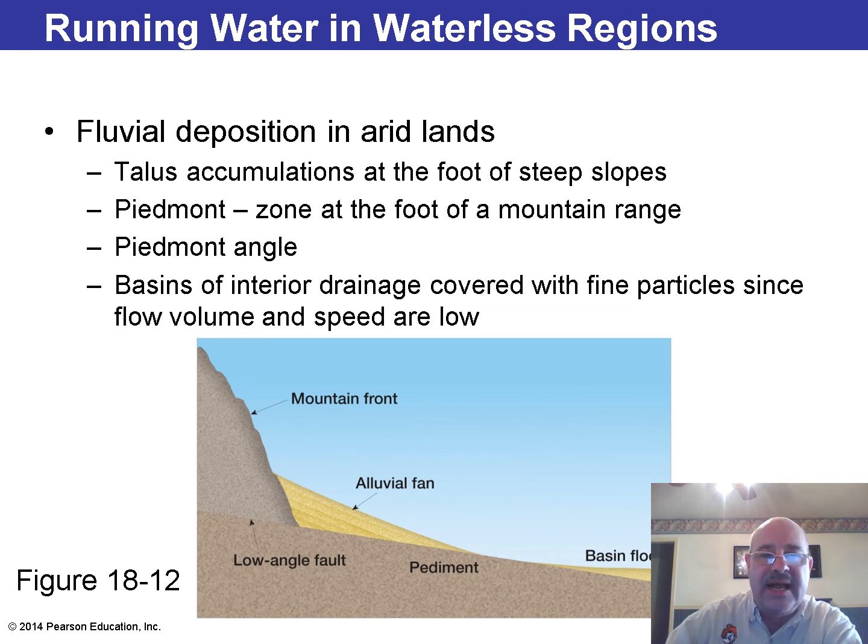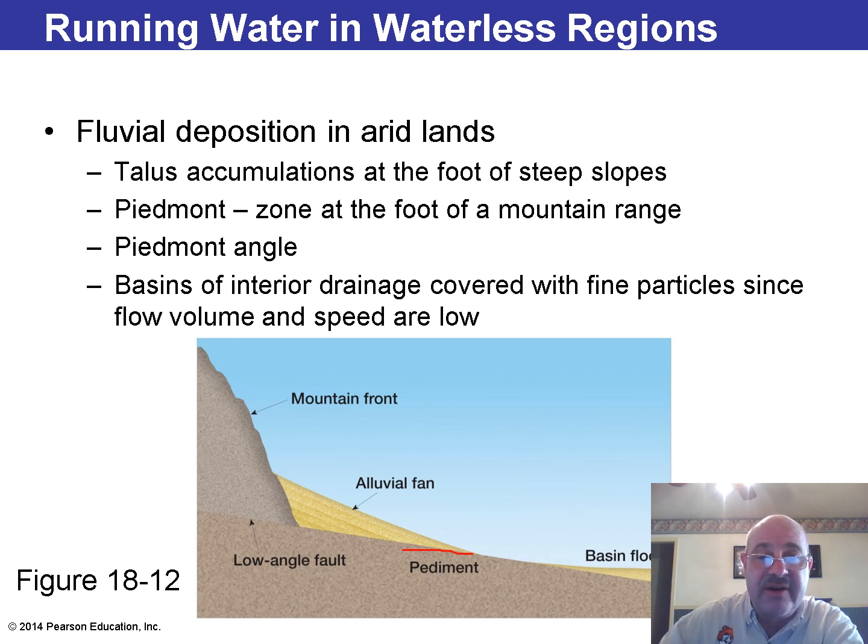All right, talus accumulations at the foot of the steep slopes. Okay, so we get talus. That's the big rocks. If it's steep enough, the big rocks, as they break off, are just going to go downhill. That's your talus, okay? Piedmont zone at the foot of the mountain range. Okay, so here's my piedmont, right? That's where it starts to flatten out. And the piedmont angle is the angle at which it flattens out. Is it steep? Is it not so steep? It all depends. What's your slope?